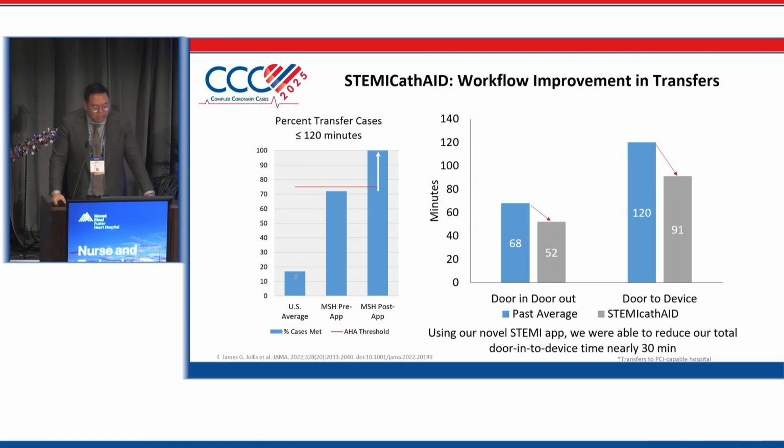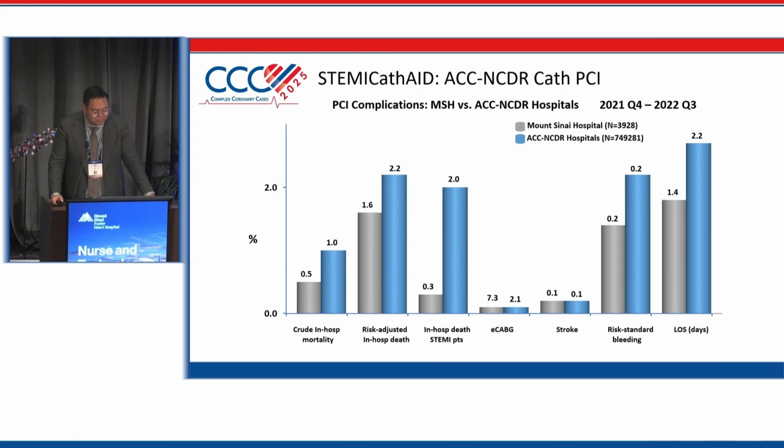Our average door-in, door-out time went down from 68 minutes down to 52. And nearly 30 minutes was chopped off the door-to-device time in these transfer patients. So real, significant improvements in performance. Because we're working faster, that means our patients are doing better. I talked about how delays increase mortality. And at Mount Sinai, our STEMI mortality is 0.3% for in-hospital death.